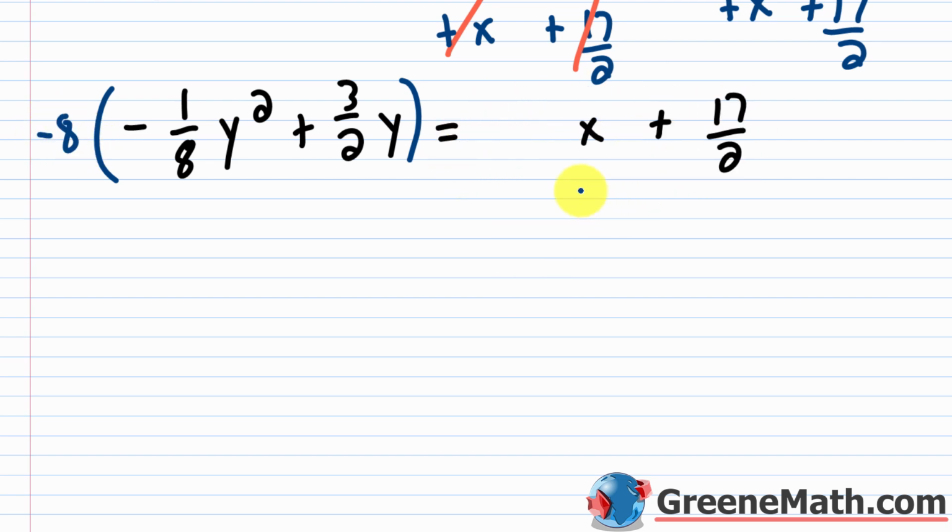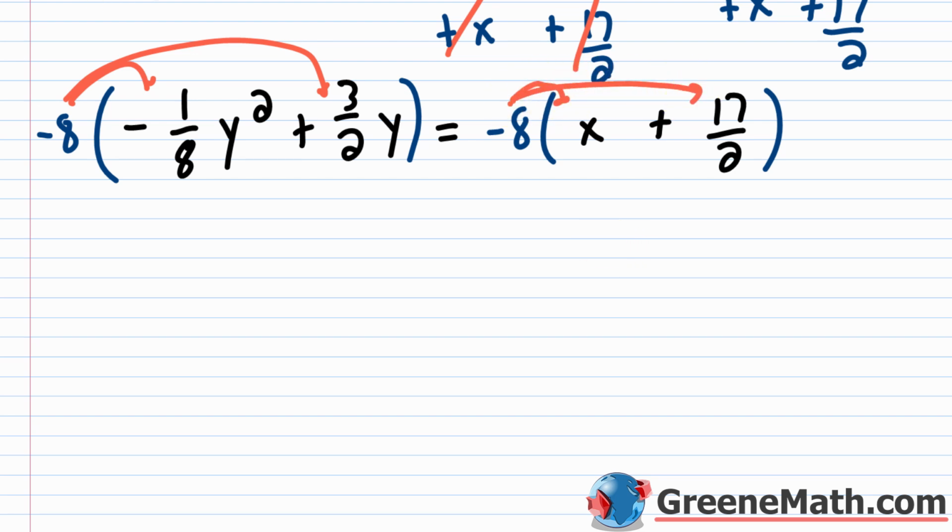Let me slide this down just a little bit so I can squeeze that in. This is going to get distributed to each term inside the parentheses. So negative 8 times negative 1/8 is 1, then times y squared is y squared. Then I'm going to go plus negative 8 times 3 halves y. 8 divided by 2 is 4, so this would cancel with this, and let's put a negative 4 there. Negative 4 times 3 is negative 12, so let's write this as minus 12y.